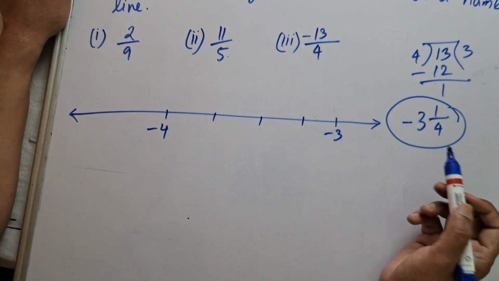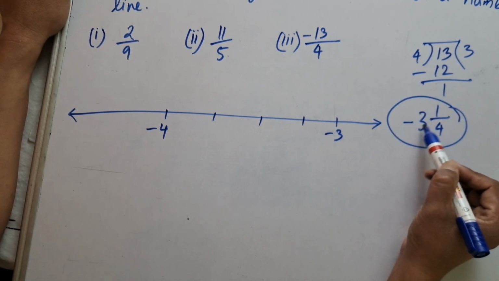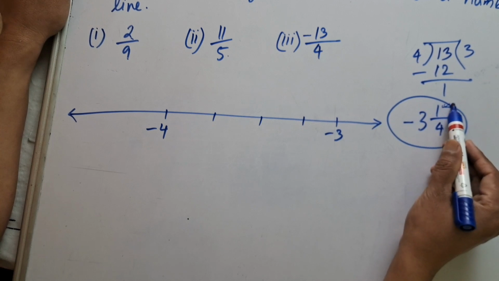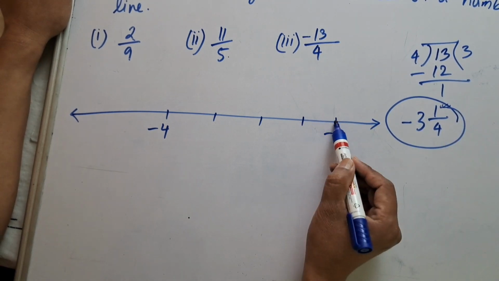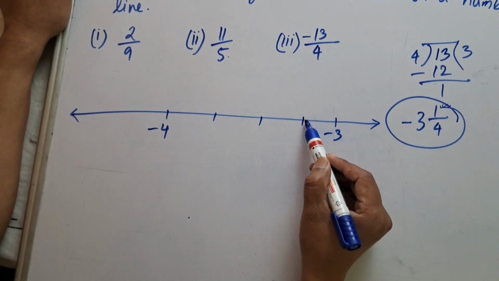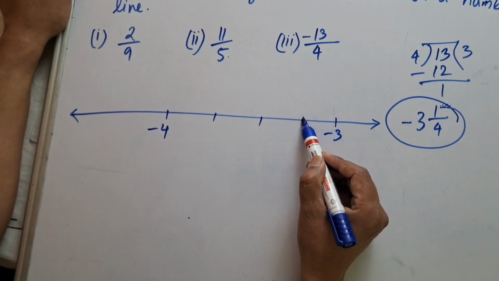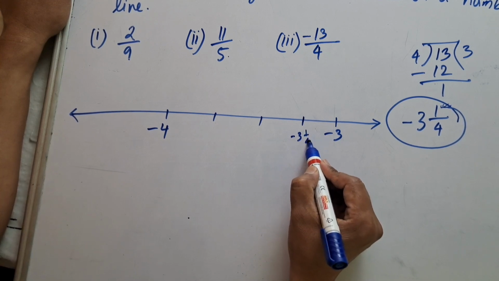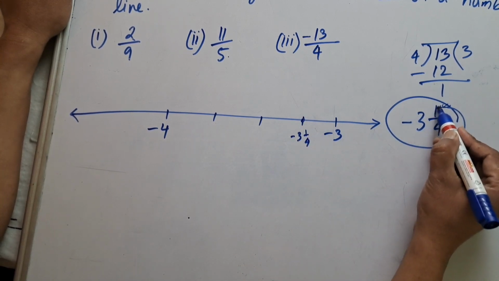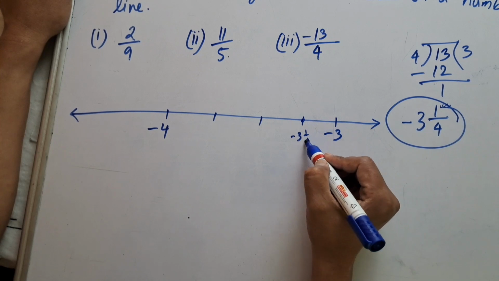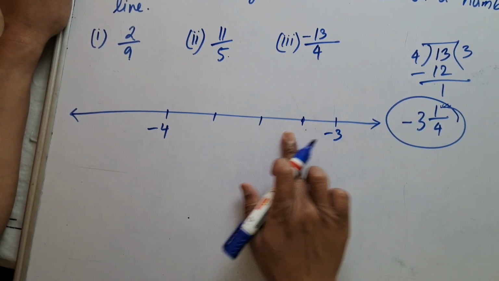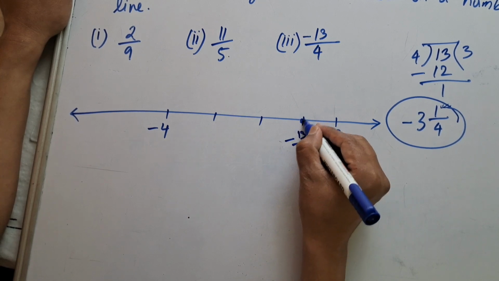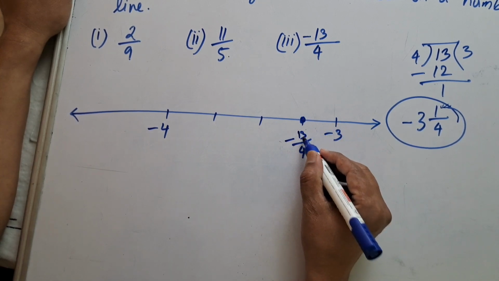Now we have minus 3, 1 upon 4. So we see the number in the numerator, that is 1. So the first one, because we move towards the left, this one is minus 3, 1 upon 4, because the first one, 1 here, isn't it? So minus 3, 1 upon 4 means minus 13 by 4, isn't it? This number is minus 13 by 4.